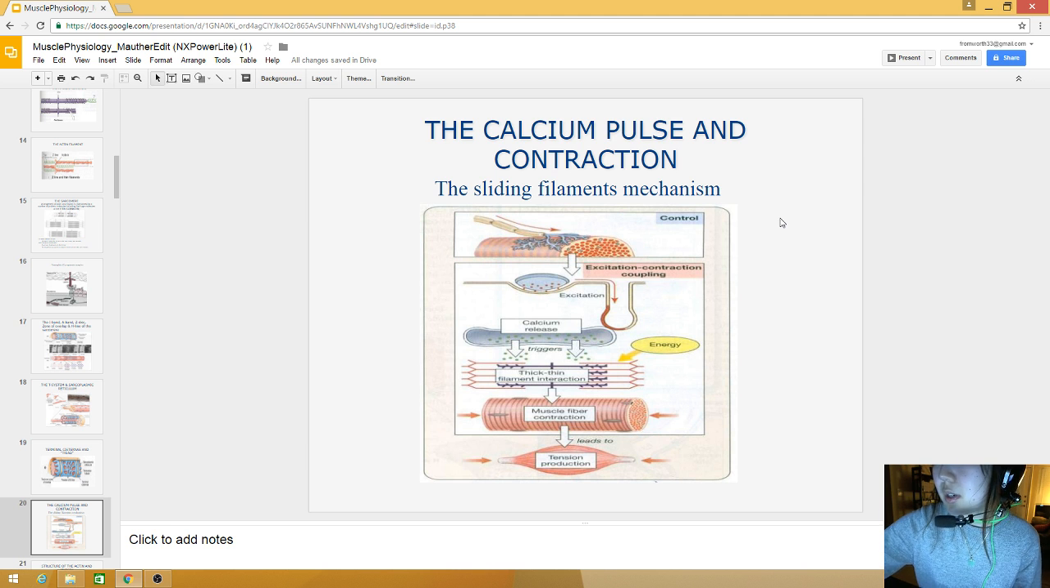The terminal cisternae has a large amount of calcium storage and a protein called calsequestrin. The protein helps hold calcium in the cisterna of the sarcoplasmic reticulum after a muscle contraction, even though the concentration of calcium in the sarcoplasmic reticulum is much higher than in the cytosol.